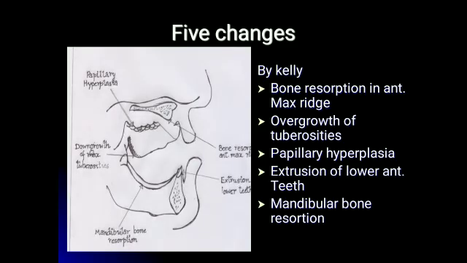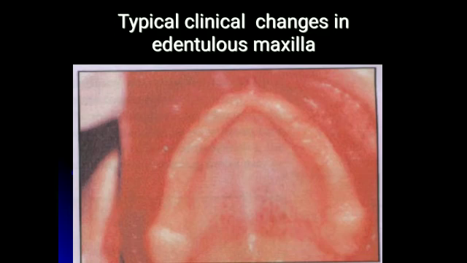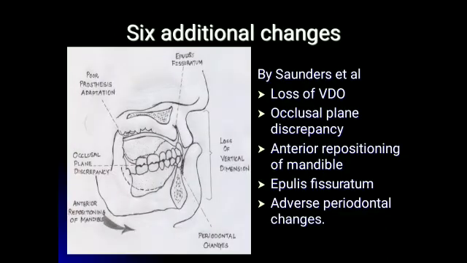According to Kelly, five changes can be seen: bone resorption in the anterior maxillary ridge, overgrowth of tuberosity, papillary hyperplasia, extrusion of lower anterior teeth, and mandibular bone resorption. These are the typical clinical changes in the edentulous maxilla. According to Saunders et al., there are six additional changes: loss of vertical dimension of occlusion, occlusal plane discrepancy, anterior repositioning of the mandible, epulis fissuratum, and adverse periodontal changes.